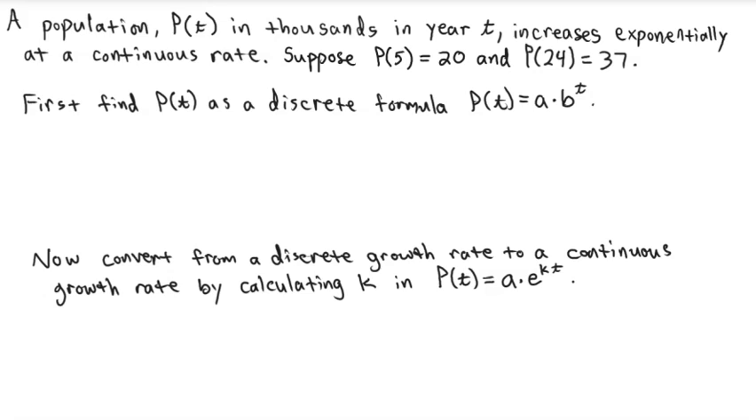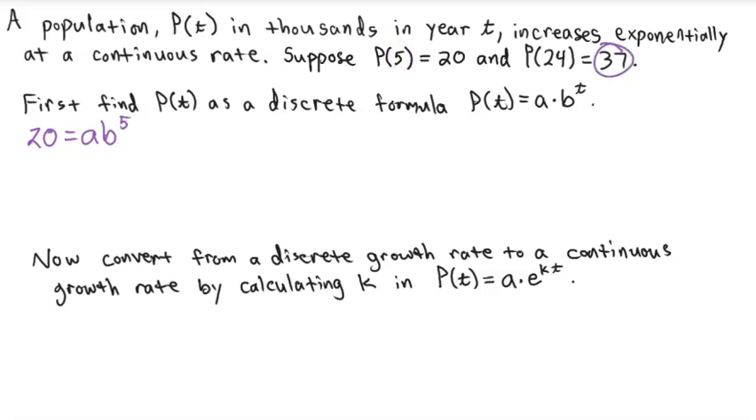All right, so the first thing we're going to do is set up 2 equations. We know that P of 5 is 20, so that means 20 is equal to A times B to the power of time, which in this case is 5, AB to the 5th.